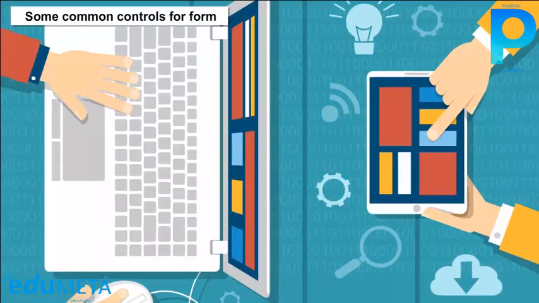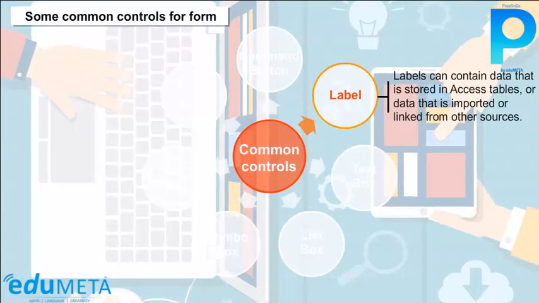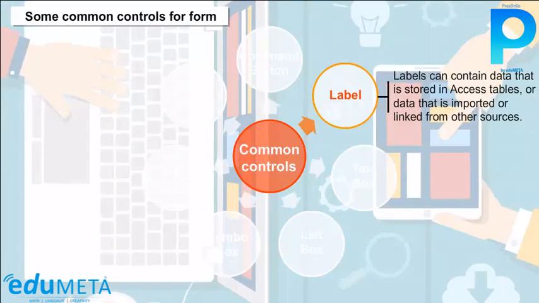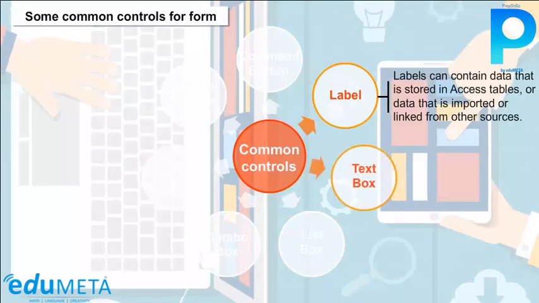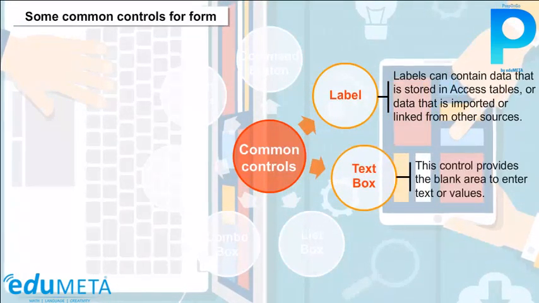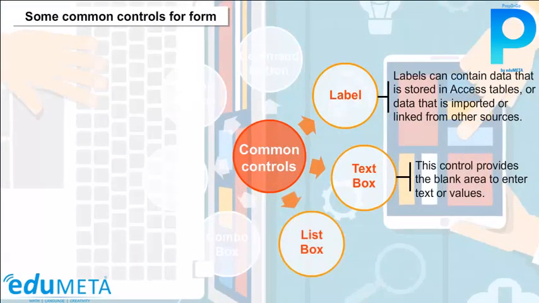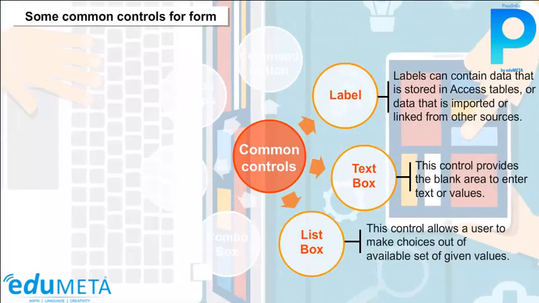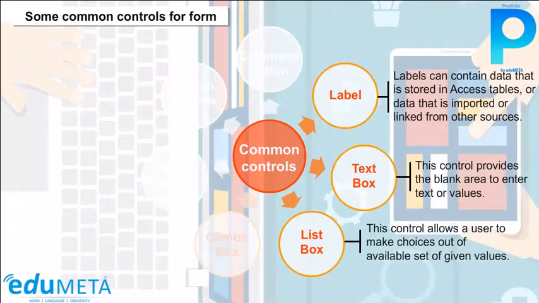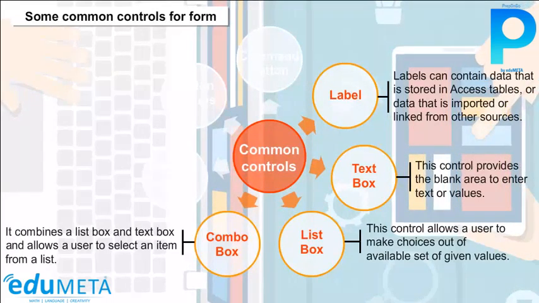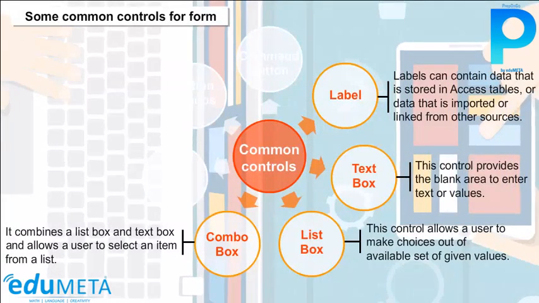Some common controls for forms. Label. Labels can contain data that is stored in Access tables or data that is imported or linked from other sources. Text box. This control provides a blank area to enter text or values. List box. This control allows a user to make choices out of an available set of given values. Combo box. It combines a list box and text box and allows a user to select an item from a list.